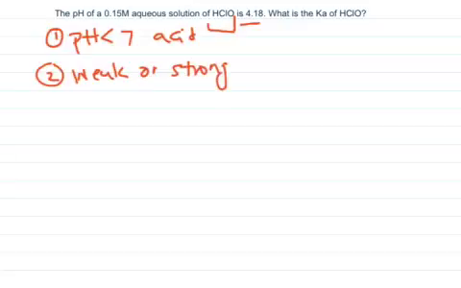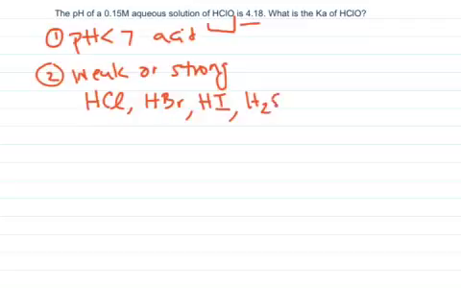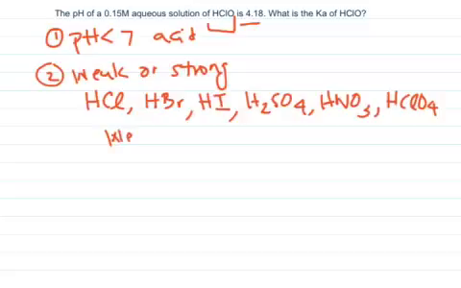Well, I know what my strong acids are. They are HCl, HBr, HI, so hydrochloric, hydrobromic, hydroiodic, sulfuric acid, nitric acid, and perchloric acid. So since it's not one of these 6, I know that this has to be a weak acid. So I can use my assumption. So I don't need to draw out the reaction table. So I can save myself a little bit of time.